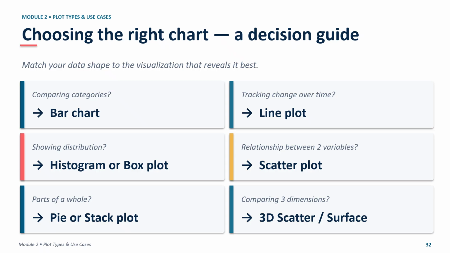And the histogram or the box plot. If you have to show the distribution, then you can move ahead with the histogram or a box plot. When you want to understand how the values are spread out, you can use a histogram for a detailed shape, or you can use a box plot for a compact five-number summary. The histogram can be used for a single group, whereas the box plot is for comparing multiple groups.